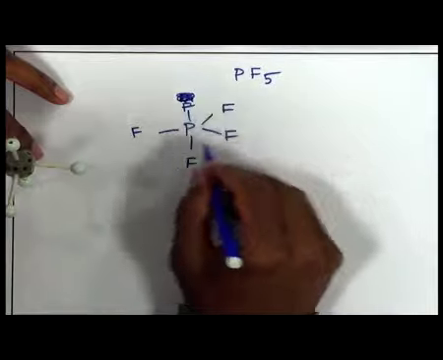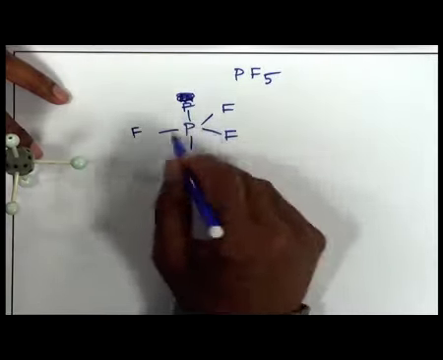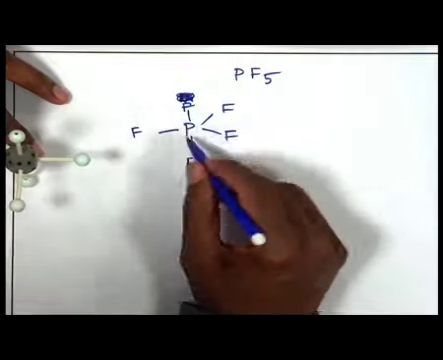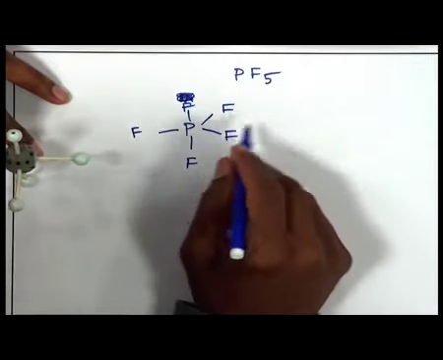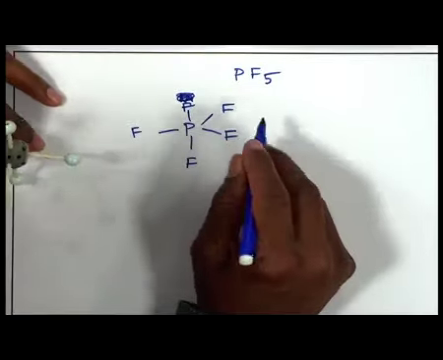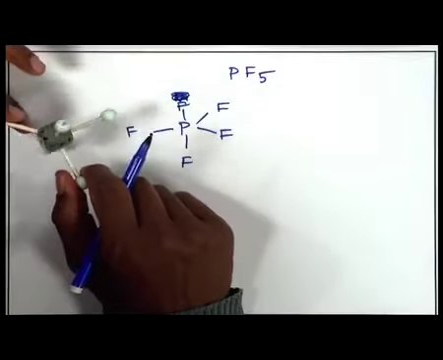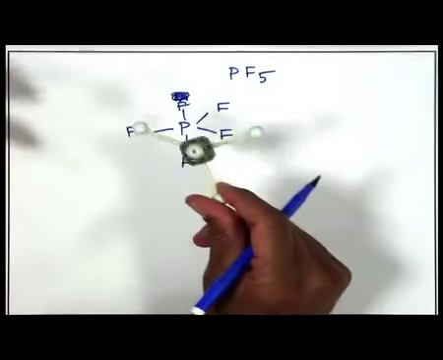So the central phosphorus atom contains 10 valence electrons, that means 5 pairs of electrons or 5 regions of electron density, which can be arranged in this way. The shape of this molecule is trigonal bipyramidal. This is a trigonal bipyramidal shape.